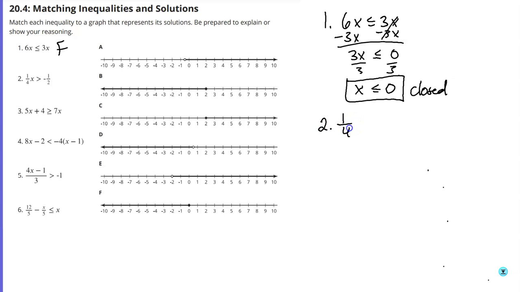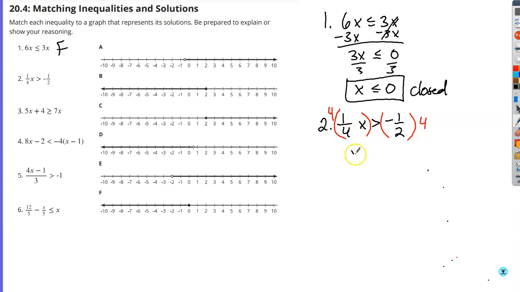In number 2, I have 1/4 x is greater than negative 1/2. Okay, what am I going to do to get rid of that fraction? I'm going to multiply both sides by 4. Okay, might need your calculator for this one, but that's fine. This just becomes 1x. I did not multiply by a negative, so I don't have to flip it. Remember, it's only ever if you multiply or divide by a negative. And then negative 1/2 times 4 ends up being negative 2. Again, you should be practicing plugging that into your calculator.